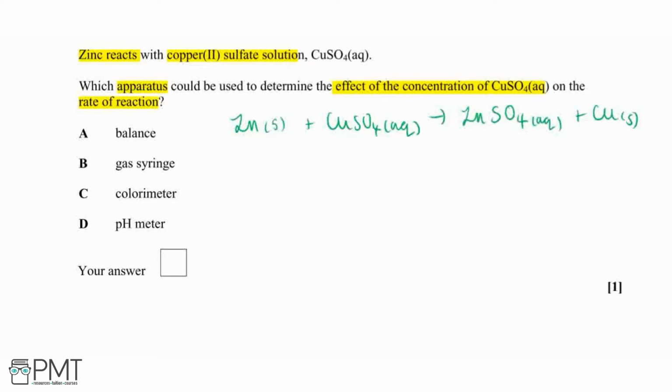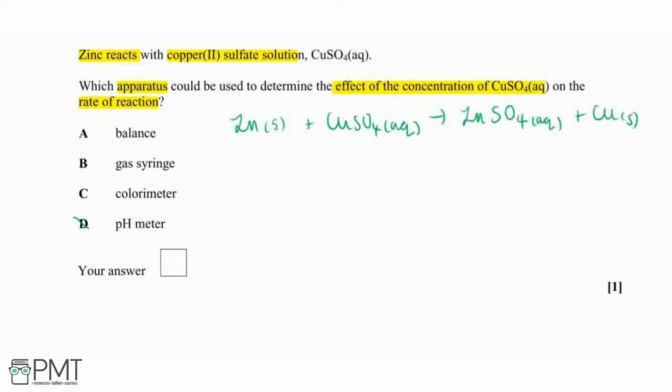And the reason why we get this displacement is because the zinc is more reactive than the copper, therefore it displaces that copper out of the solution. So looking at our equation here and matching this up to our options, what we can see straight away is that we don't have an acid-base reaction. So we don't have a proton donor or a proton acceptor. Therefore, using a pH meter will not help us to determine the effect of the concentration of copper sulfate on our rate of reaction, because we're not going to be getting any significant changes of pH in this reaction.